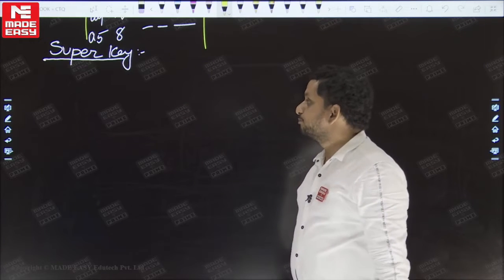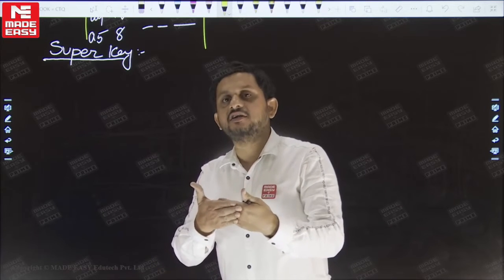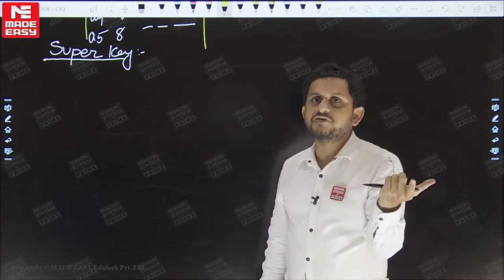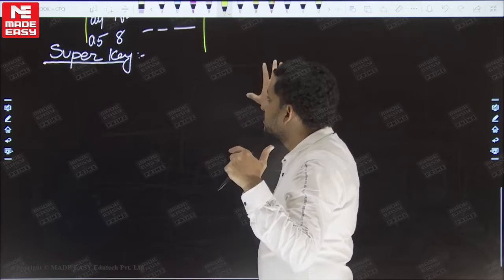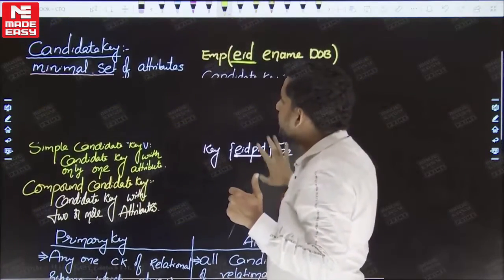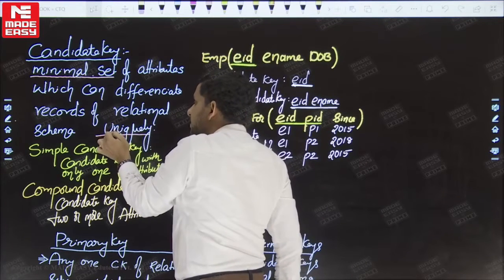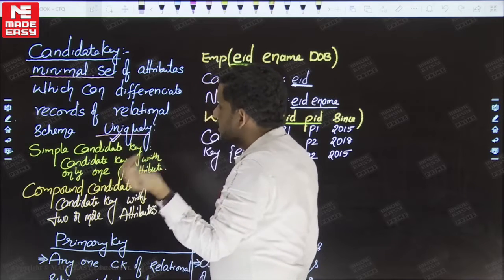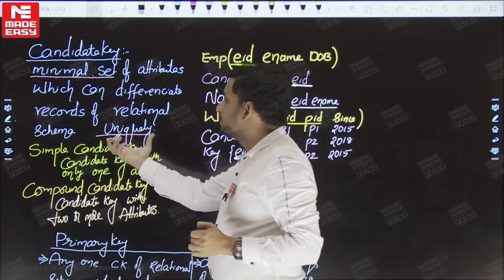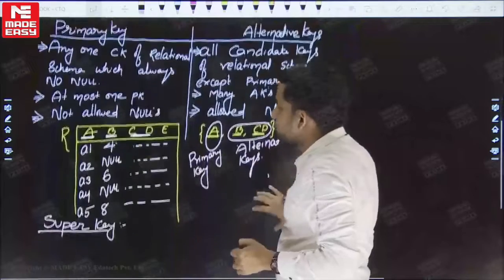Super key is a set of attributes which should differentiate the records uniquely, but that attribute set may or may not be a minimal attribute set. So here is the difference between super key and candidate key. If we come back to the definition of candidate key, a minimal attribute set which differentiates the records uniquely is a candidate key. Whereas in super key, this constraint of minimal attribute set is not required. Only an attribute set which differentiates the records uniquely is called a super key.